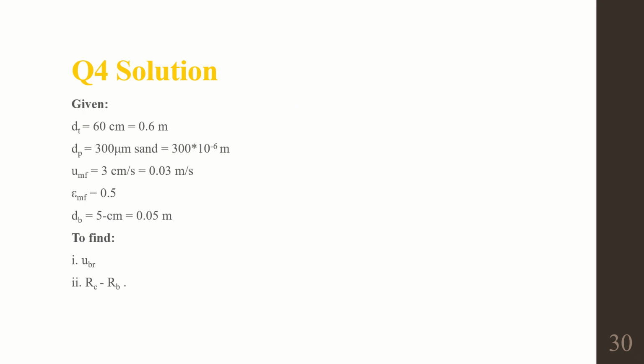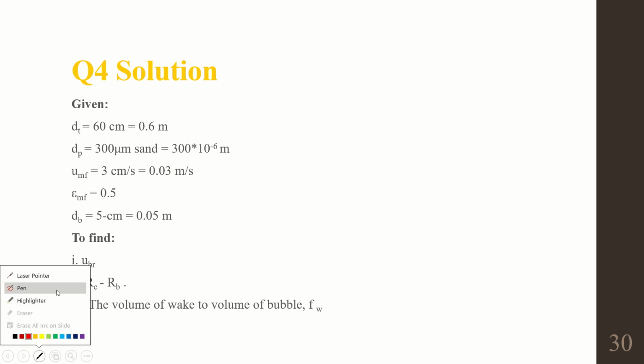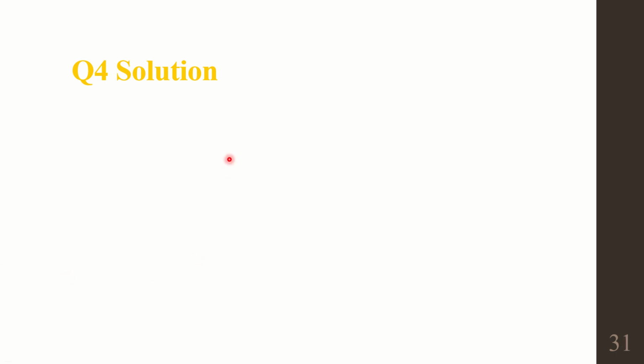We need to find UBR, RC minus RB, and the volume of wake to volume of bubble. So first, we need to find dB by dt, that is the ratio of the diameter of the bubble to the diameter of the column. So it is 0.05 by 0.6, which is 0.0833, so it is less than 0.125. Beyond this it would be a slugging bubble, that's why we need to identify the bubbling regime.